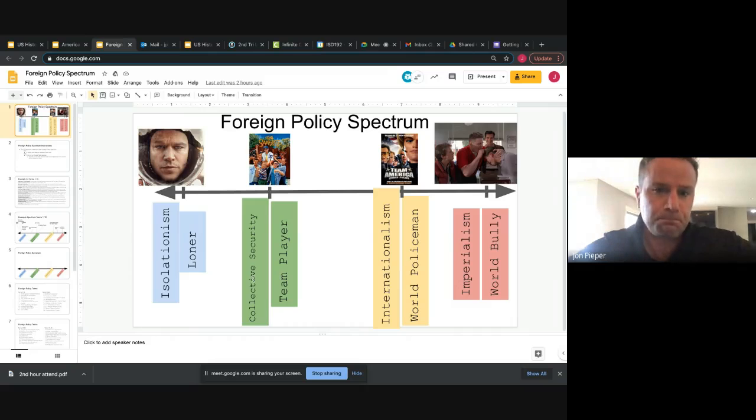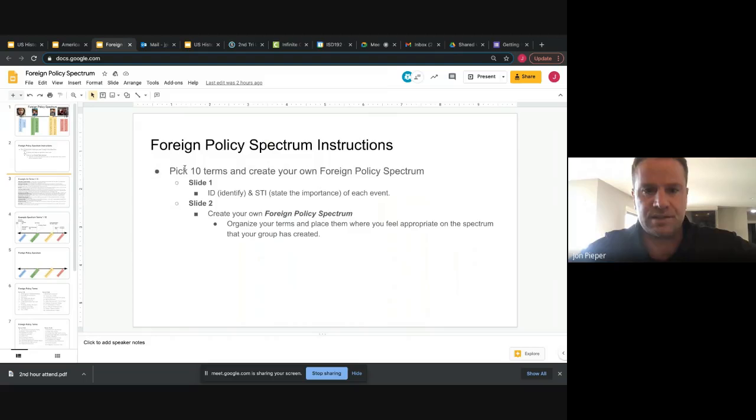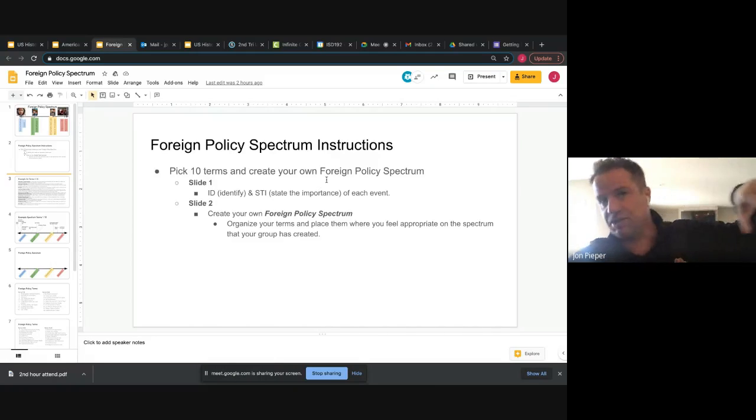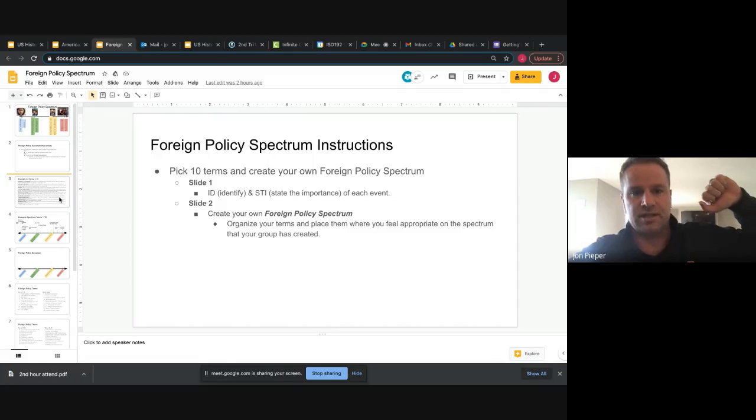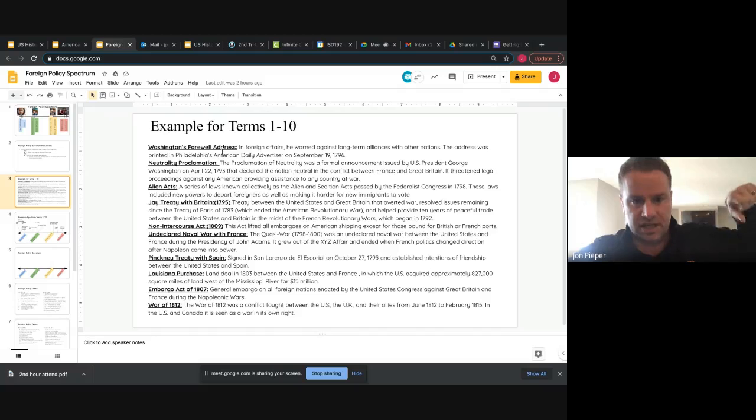Okay. So, for everything that has happened in US history, we should be able to place it on a spectrum just like this. Okay. And what you guys are going to do is something like this. You're going to pick 10 terms and create your own foreign policy spectrum. Meaning you're going to take stuff that I give you. I'm going to give you 100 different terms, and you can pick 10 that you're interested in. You can pick 10 that you think fit best, whatever you want to do, but it's going to look a little something like this. Now, I already did this for the first 10 terms, and you guys can use this as an example. That's fine.